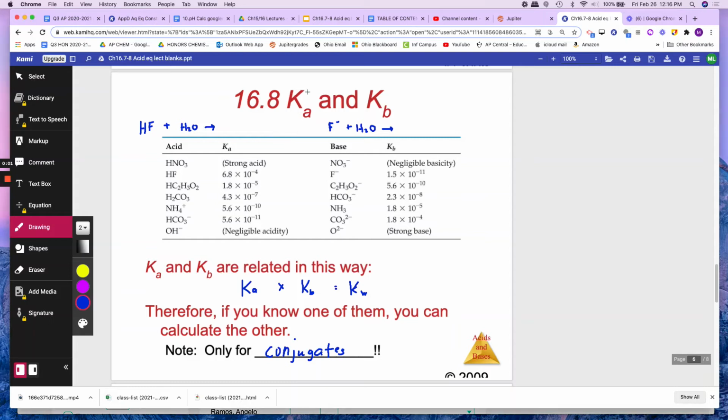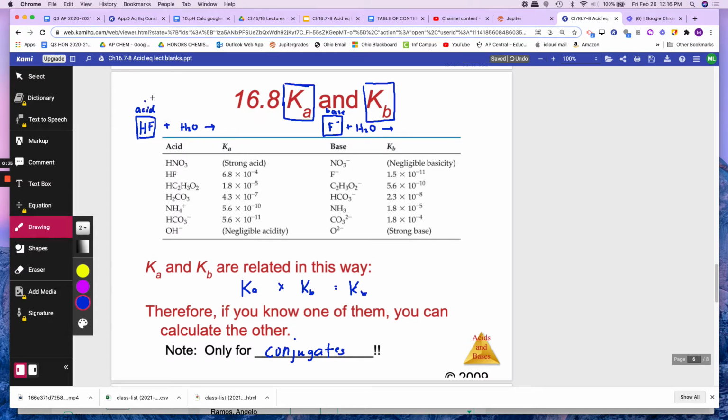So in this lesson, if you have Ka, you will be able to find the Kb of its conjugate. So we're trying to figure out how Ka and Kb are related. Okay, so you have HF here. The conjugate base of HF is F minus. Conjugates, remember, differ by one H. This is the acid and this is the base. They're conjugate pairs. These two react differently when added to water.